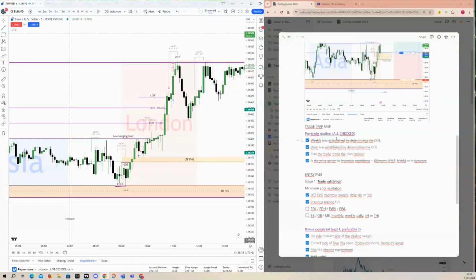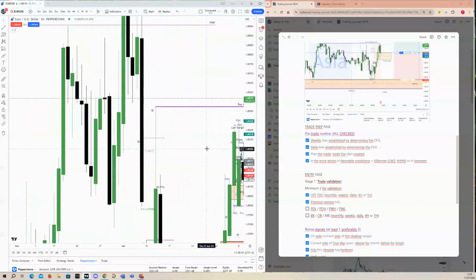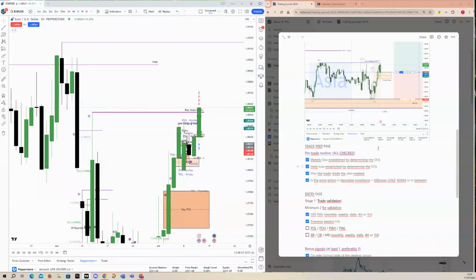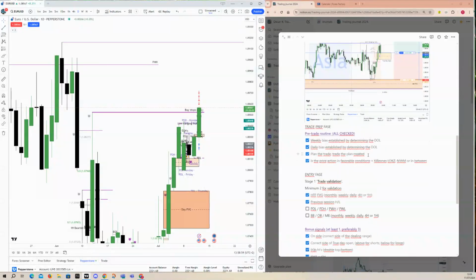So I start out with a bias. In this case, my weekly bias is bullish, and the draw on liquidity for me was this level here. In this case, the daily bias also was the same draw on liquidity. Then I posted a plan, a trade plan, on my Twitter account.